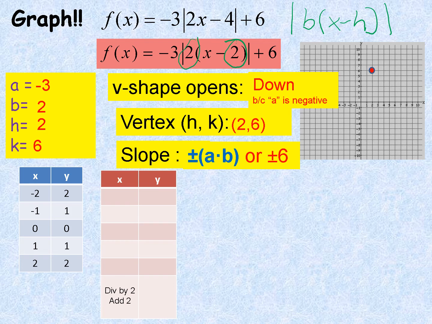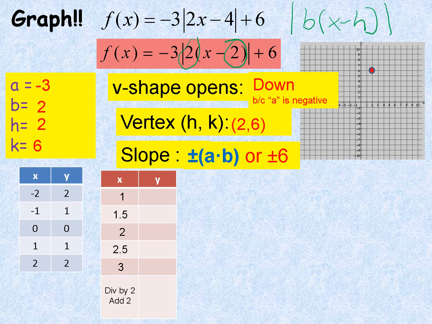So negative 2 divided by 2 is negative 1. Negative 1 plus 2 is positive 1. Negative 1 divided by 2, because we're graphing, we can use a pretty decimal. So negative 1 divided by 2 is negative 0.5. Negative 0.5 plus 2 is 1.5. 0 divided by 2 is 0, plus 2 is 2. 1 divided by 2 is 0.5. 0.5 plus 2 is 2.5. 2 divided by 2 is 1. 1 plus 2 is 3.